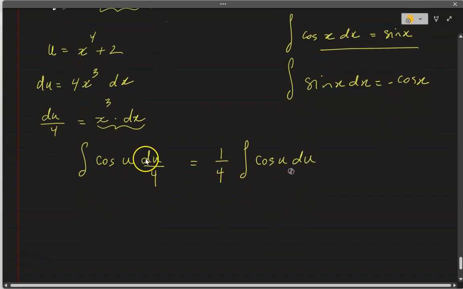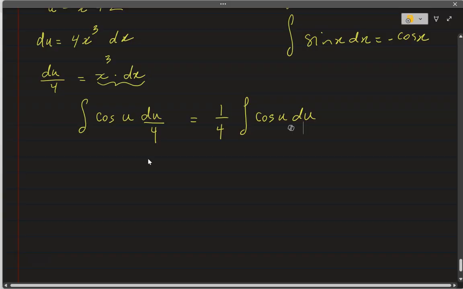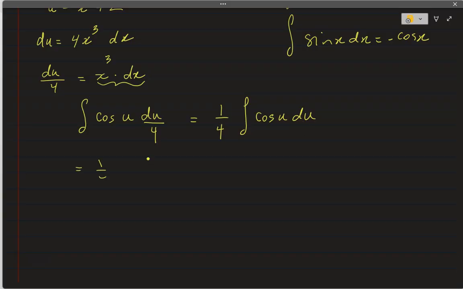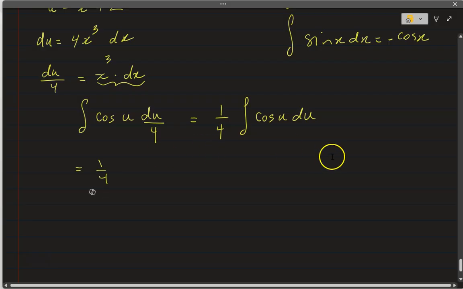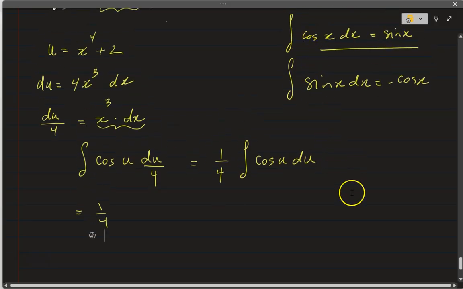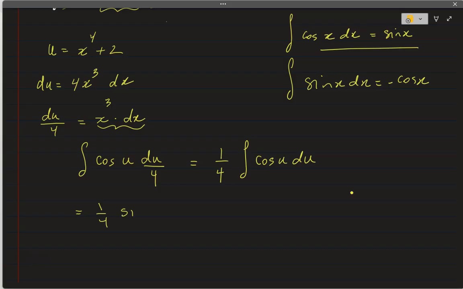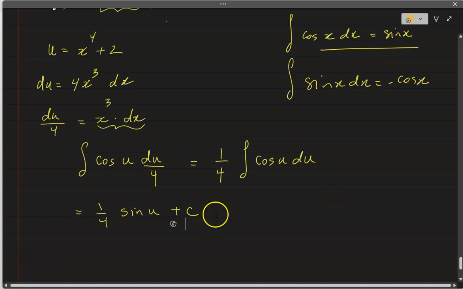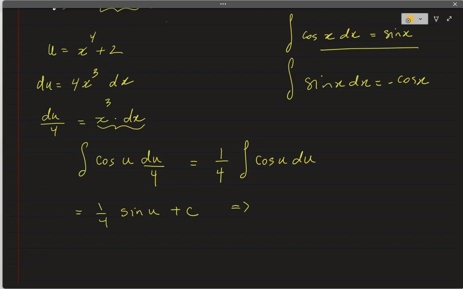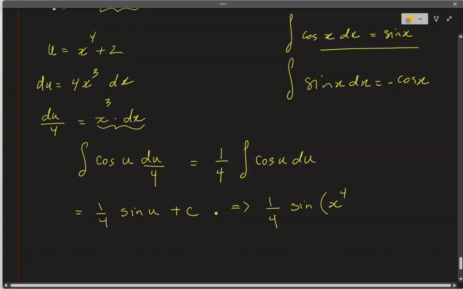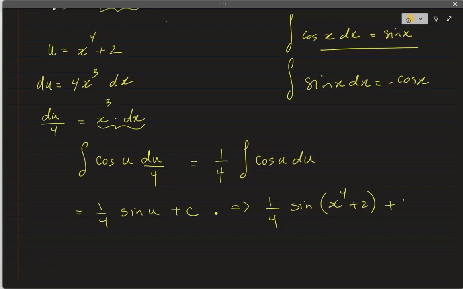And now we're going to go ahead and do the integration. So what do we have? 1/4 cos of u, and the integration of cosine is sine. So it would be 1/4 sine of u, and then plus c. We have to add the constant of integration. And then the last step is you're just going to go back and replace what u was. 1/4, and in this case, sine of x to the fourth plus 2, and then plus c. And that is the final answer.